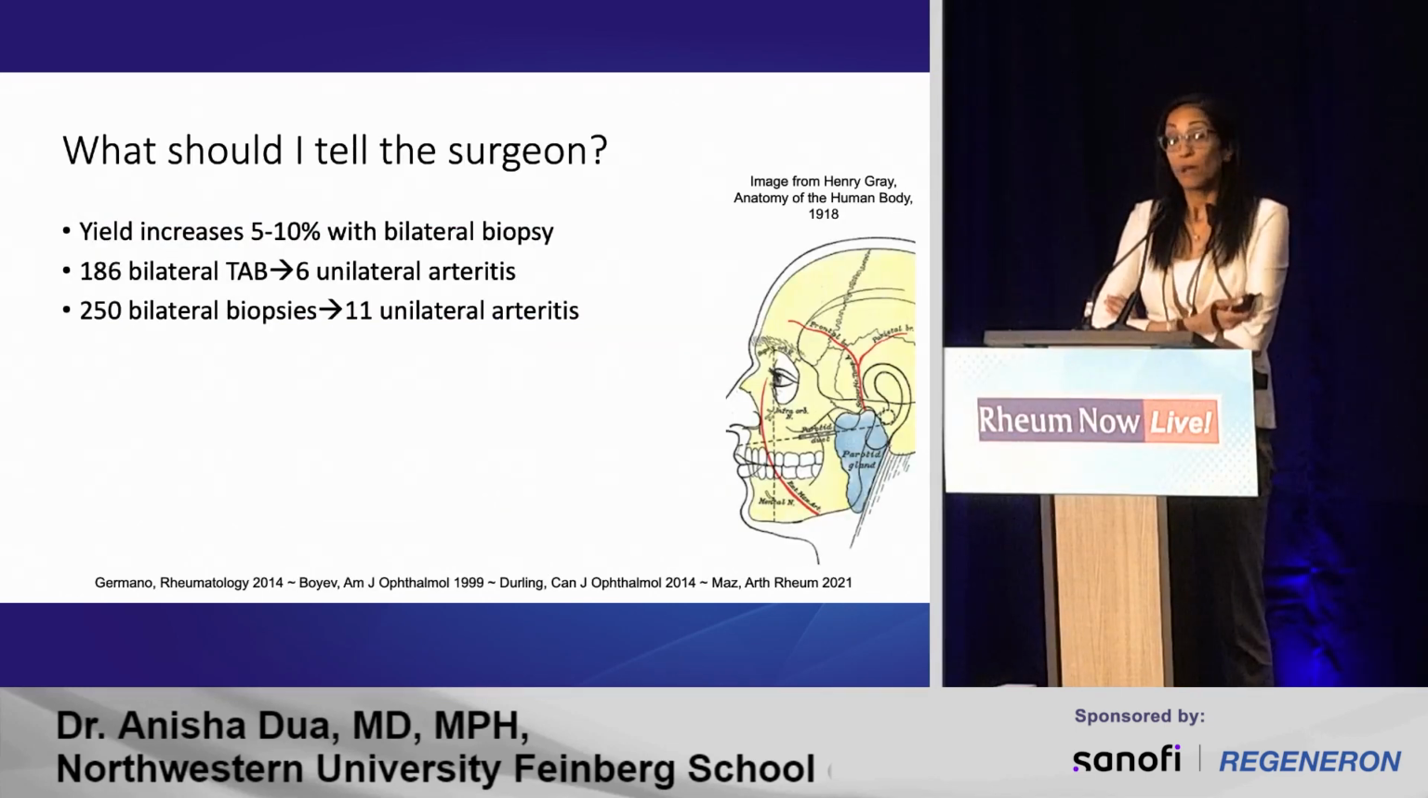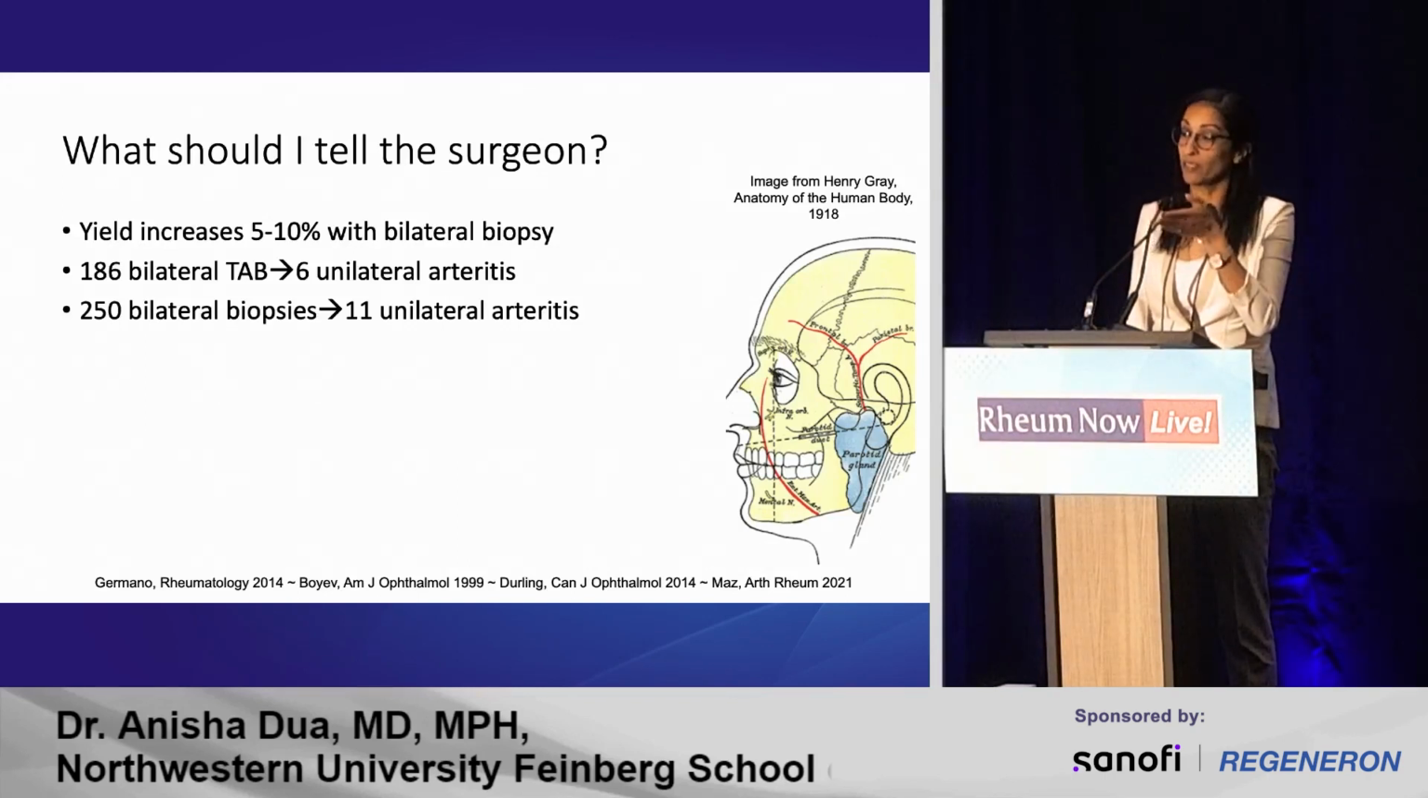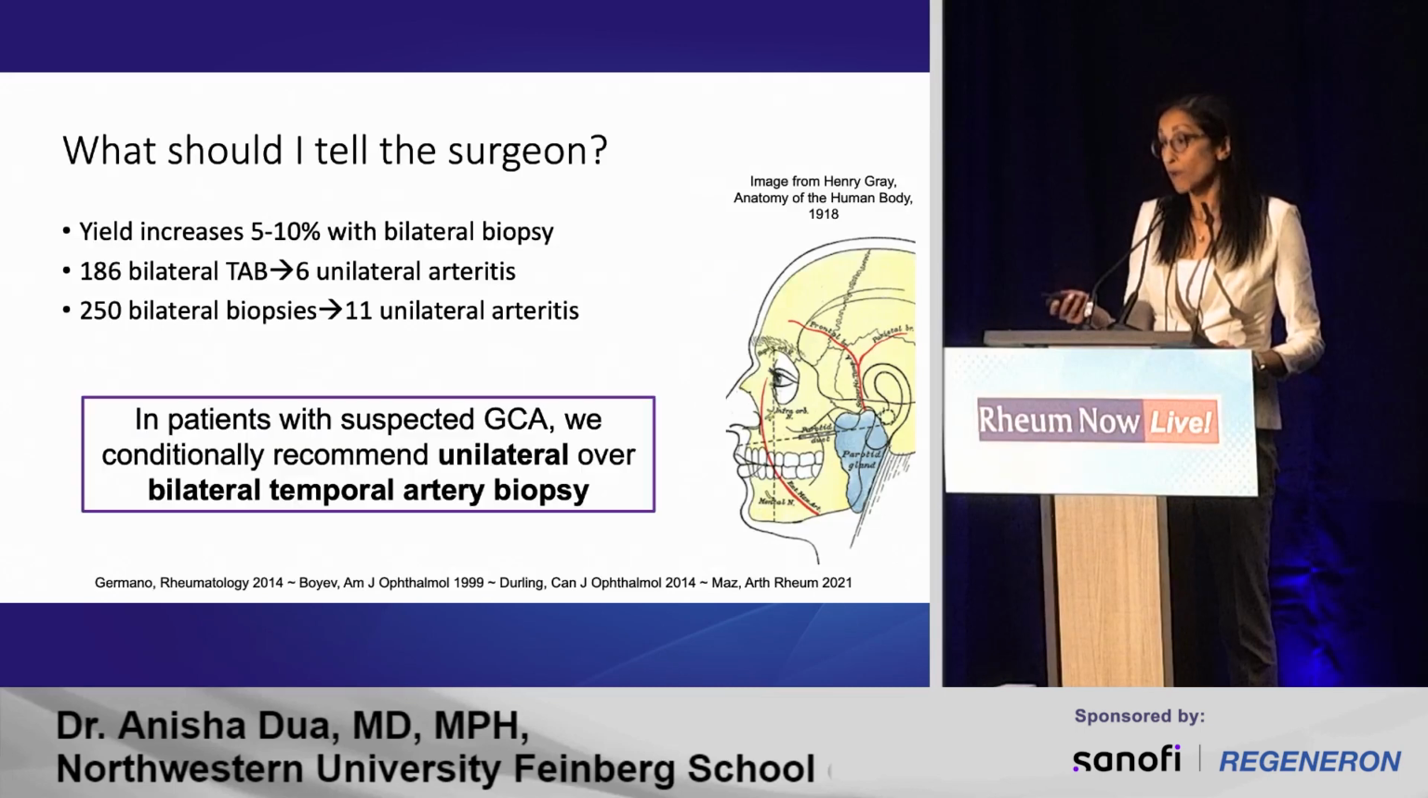What else should you tell them? To do one or both sides. The yield increases 5 to 10% if you do a bilateral biopsy, but there have been studies looking at patients and doing bilateral biopsies, and only, you can see the numbers there, but basically a very small proportion will have unilateral arteritis. So the recommendation is to do a unilateral over a bilateral temporal artery biopsy.